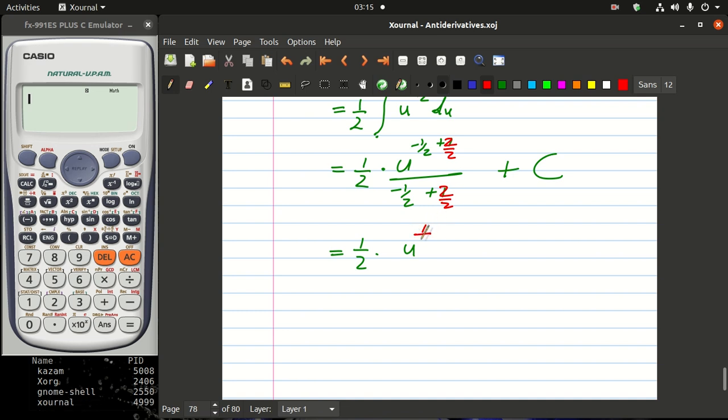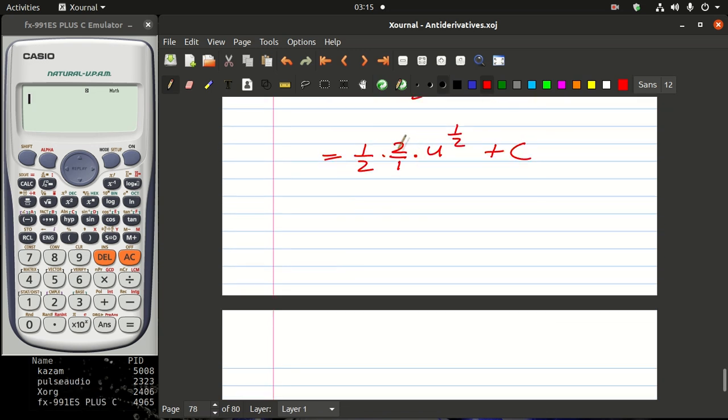Same thing here, we'll have a 1 over 2 because 2 minus 1 is 1, plus the constant of integration. So I have a 1 over 2. This one, I'm going to change this division sign to multiplication. The numerator becomes a denominator, and the denominator becomes a numerator. In this whole thing, I'll end up having 2 over 1 times u raised to 1 over 2 plus a c. Simply put, this 2 and this 2 will cancel out, and now you'll be left with u raised to 1 over 2 plus a c.